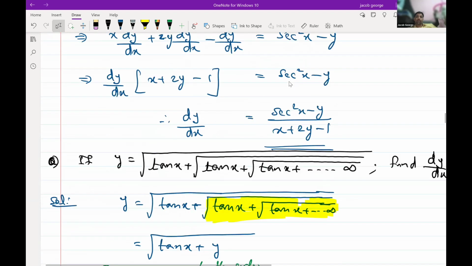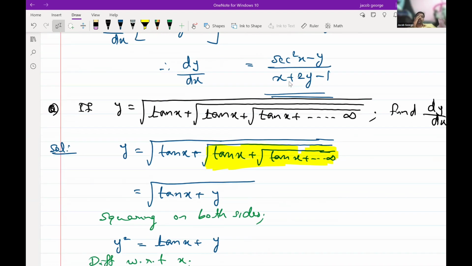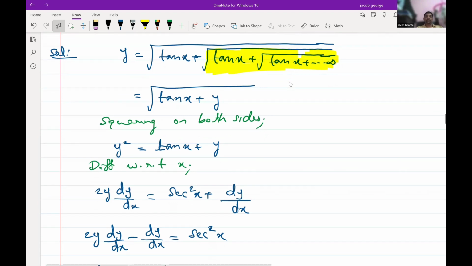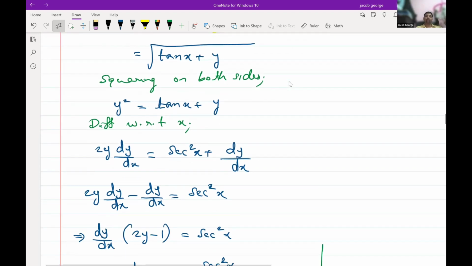Now the root of combined question, root of something plus root of something continuing up to infinity. If you get this, we leave the first term, and the remaining terms are up to infinity. So we will replace that with y, because it is the same question with infinite terms. If you remove one term, it will not affect the number of terms. So that shaded part is the same question only. So we rewrite the question like this: y is root of tan x plus y, and then we square both sides. Y square is tan x plus y.